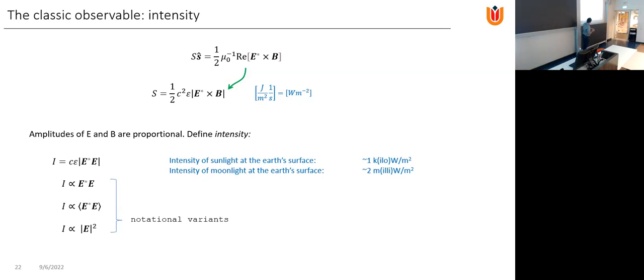To give you a little bit of feeling for how these numbers work: the intensity of sunlight on a bright day on the surface of the Earth is about 1 kilowatt per square meter, and the intensity of moonlight, much weaker, is about 2 milliwatt per square meter. Just for fun. Okay.